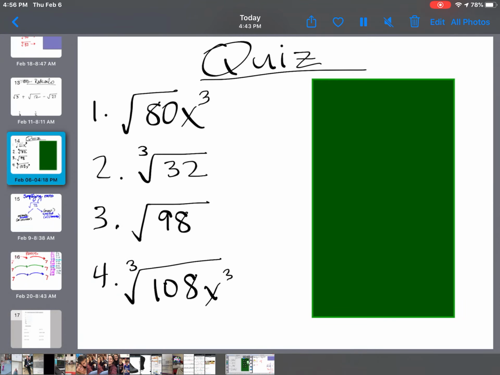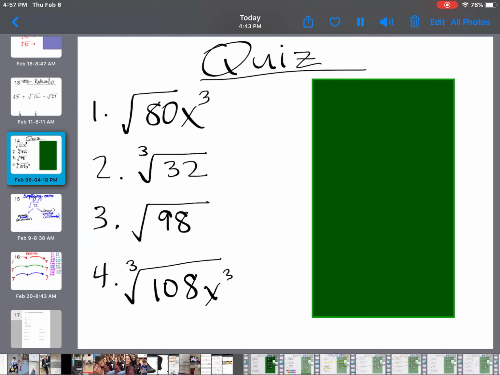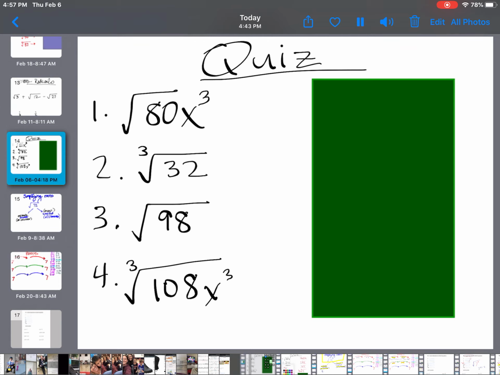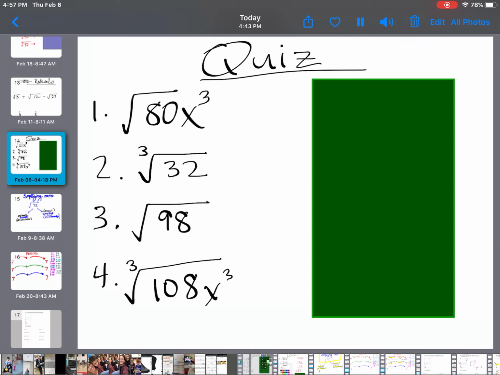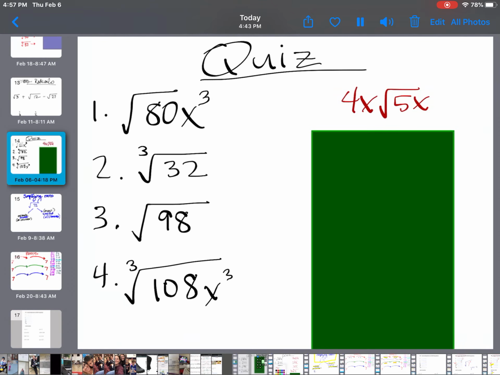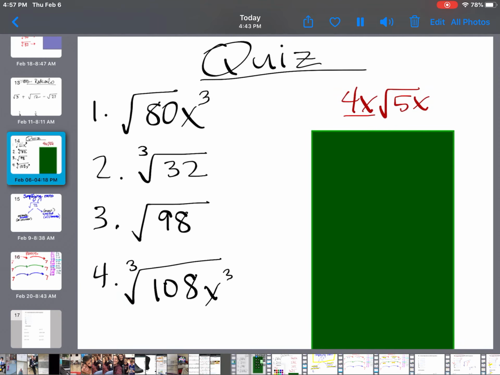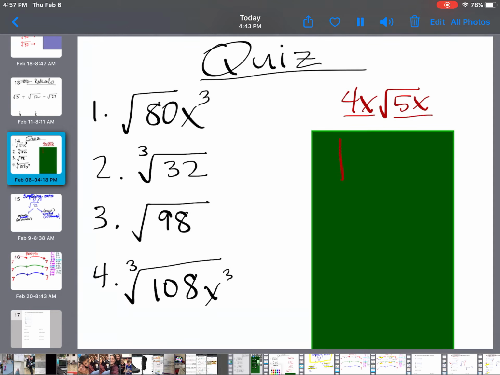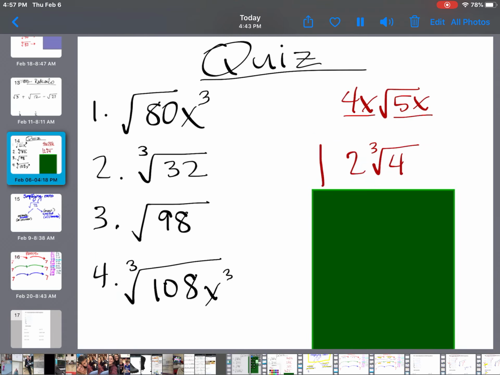Here's our quiz today. Hit pause, take the quiz. Here's your answers. 2 points for this problem. 2 points for each problem for a total of 8 today.